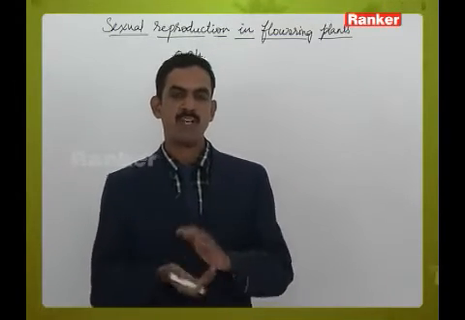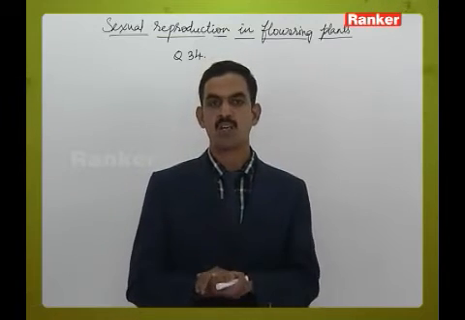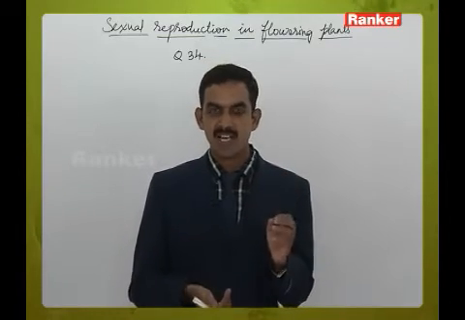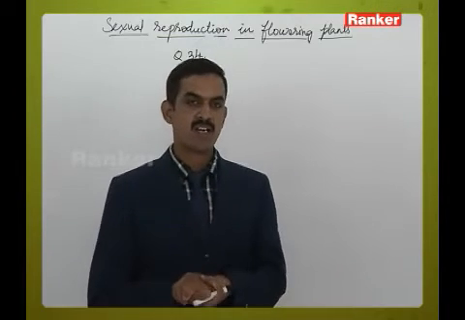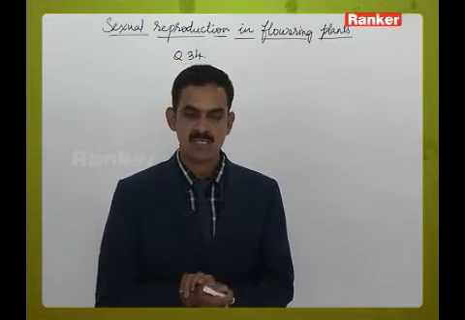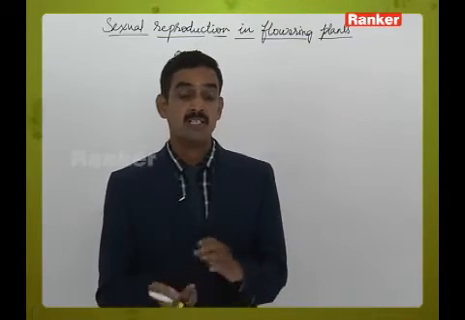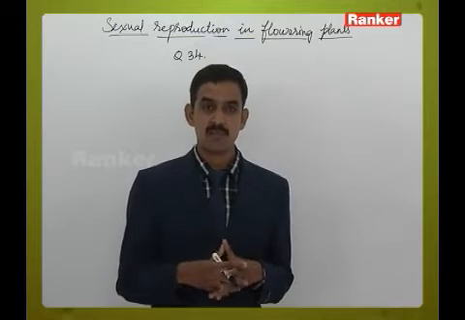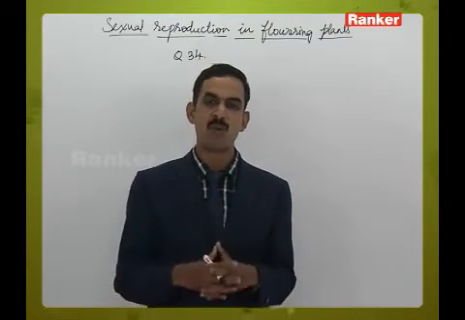Exine is made up of a chemical called sporopollenin, whereas intine is made up of pectocellulose. The outer wall, that is exine, is thick, and here and there it contains circular regions where the sporopollenin is absent; those are called germ pores. And the pollen grains are well preserved in the form of fossils. That means they can be retained for years together in the form of fossils.